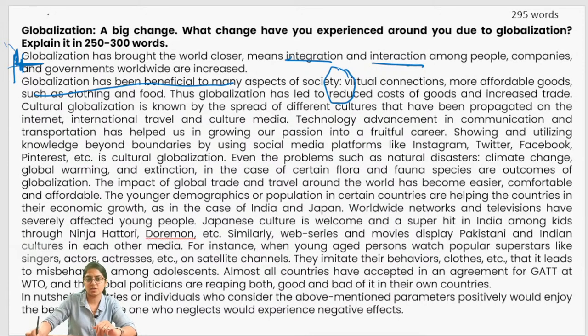Many aspects will be mentioned in this sentence here. Virtual connection, more affordable, and then services such as clothing and food. All right, that is how it has been mentioned. So just take a pause and read your entire passage. You will get a clear idea of what to think about when it comes to these kinds of topics.